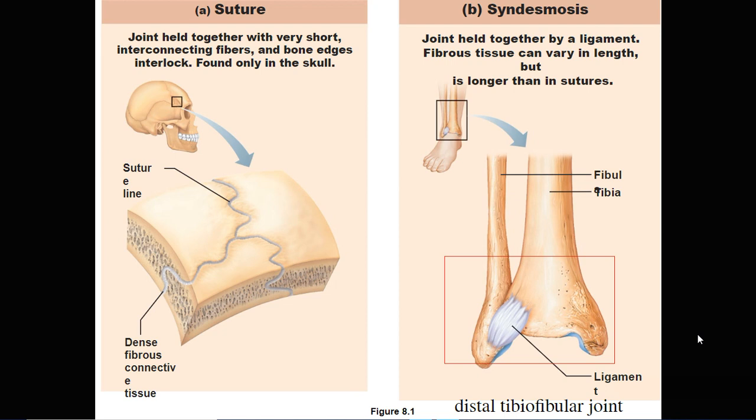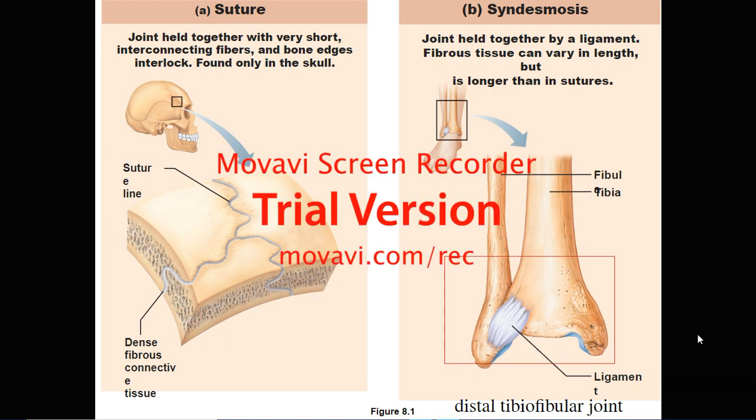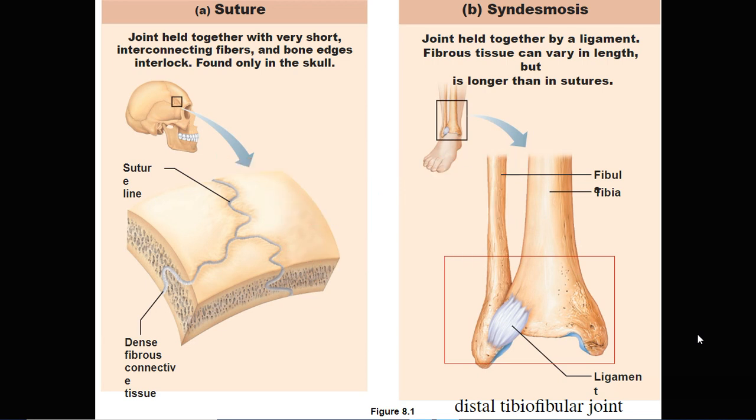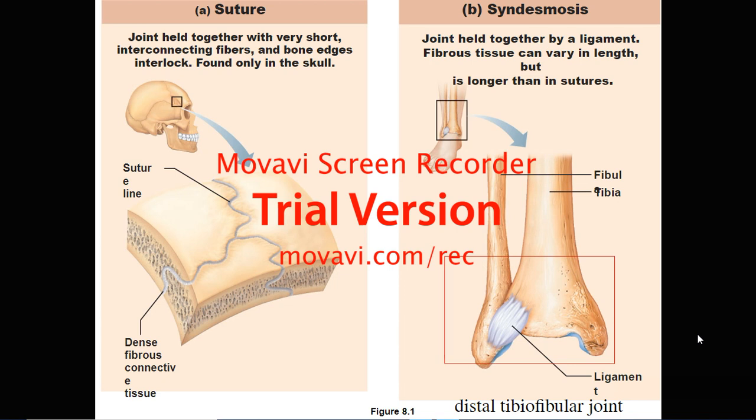And again, it's longer than sutures because sutures are the shortest, but it's still relatively short. So at this position, essentially, it's going to be immobile. But if you also have a ligament that connects your ulna and radius bones together in your forearm, that ligament is actually longer, so that allows for more movement in your forearm between your radius and your ulna.